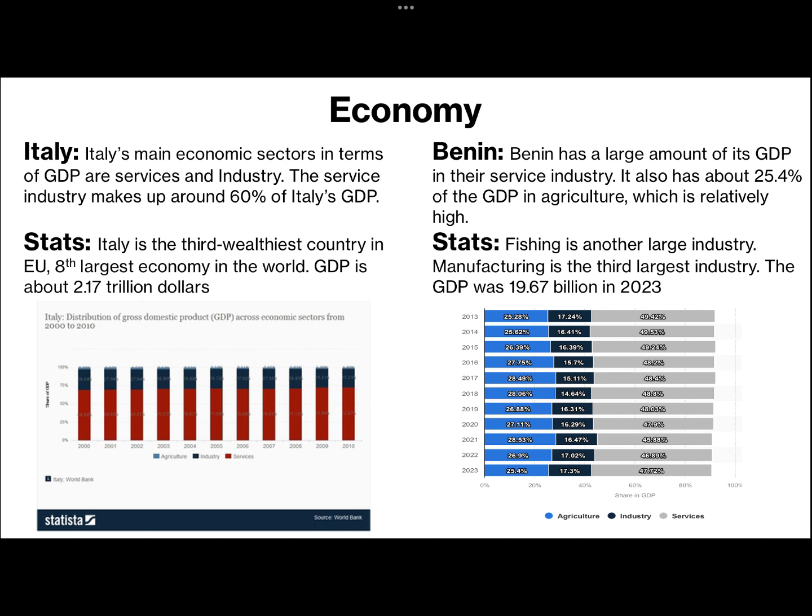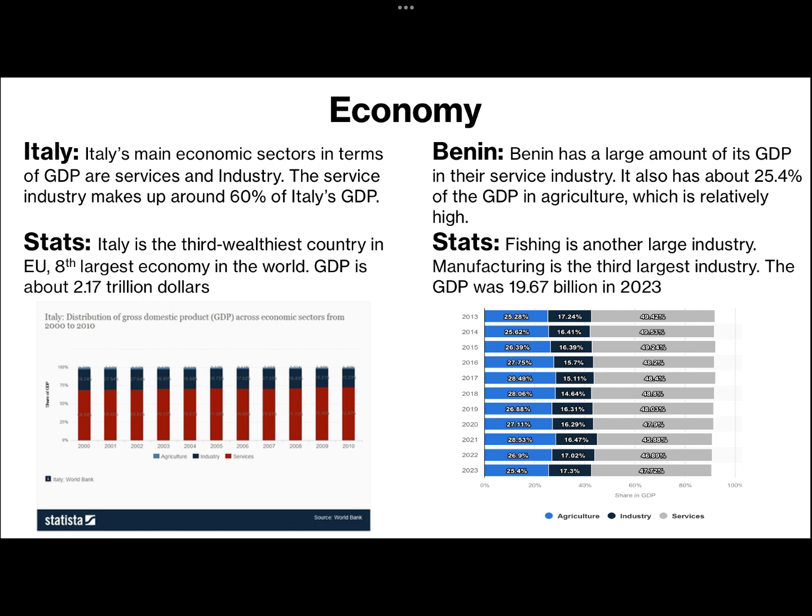The service industry makes up around 60% of Italy's total GDP. Some more stats to add to this are Italy is the 3rd wealthiest country in the EU and the 8th largest economy in the world. The GDP is around $2.7 trillion. The chart below shows where the GDP is located from and what industries. Service being the largest, industry being the next, and then agriculture being the smallest.